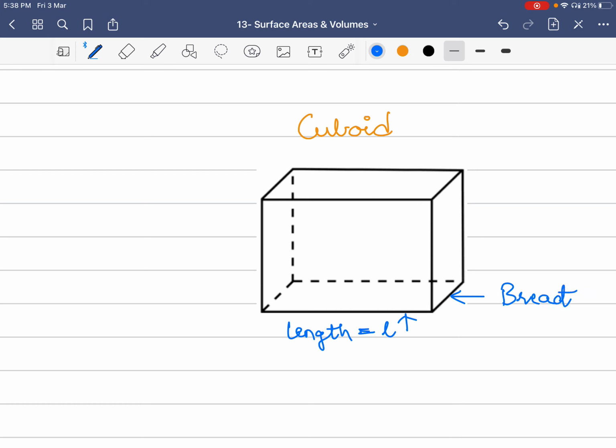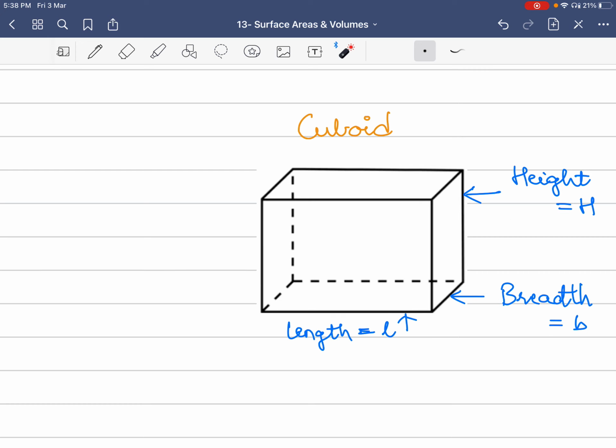Breadth is equal to B, and then this portion is called height. Height is equal to H. So any cuboid will necessarily have these three parameters for it to be visualized, for it to be constructed. What are these three parameters? The length, the breadth, and the height.